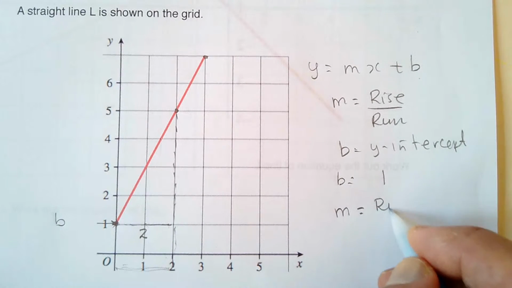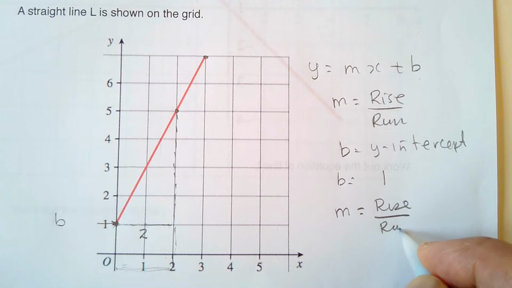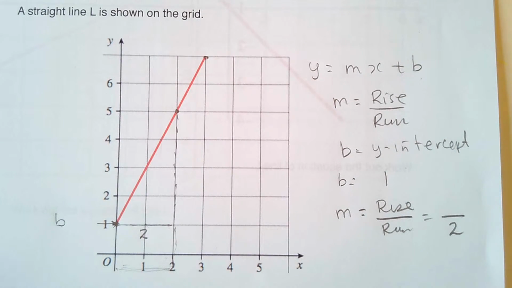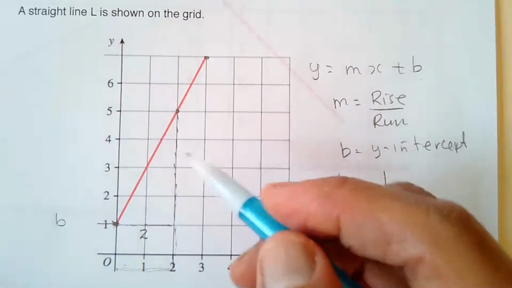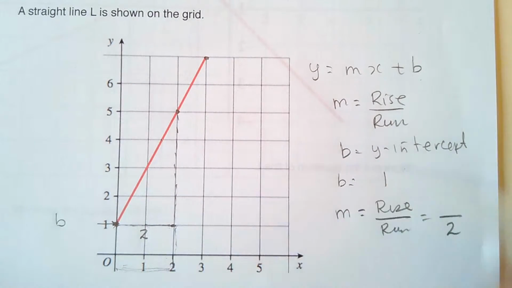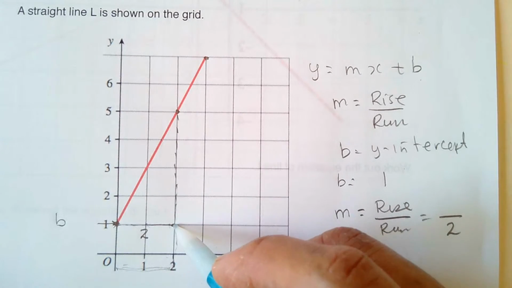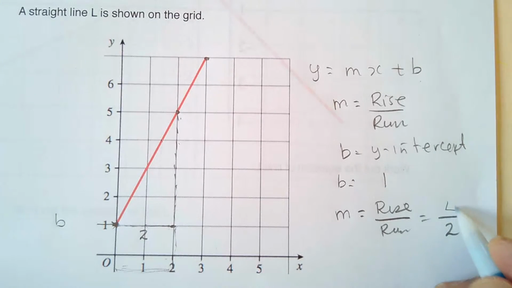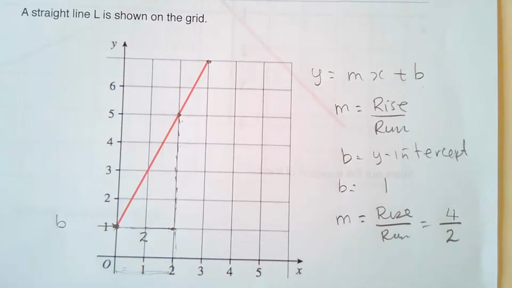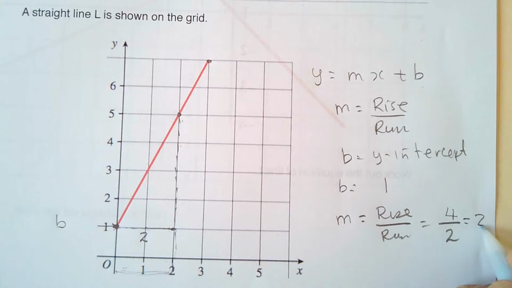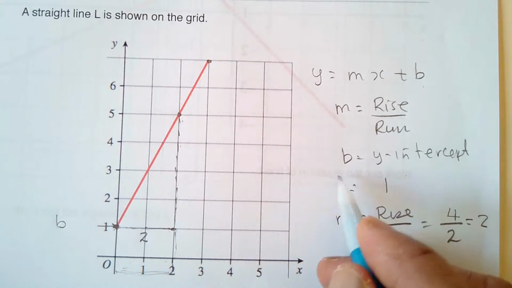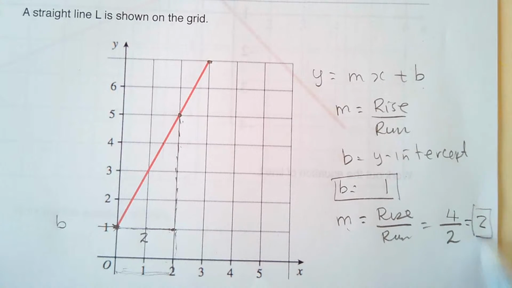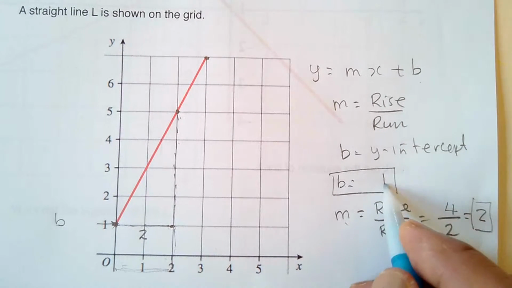So rise over the run. We got a run of 2. And then my rise, I count upwards from 1 here. So we have 1, 2, 3, 4, which is equal to 2. So my slope is 2, my y-intercept is 1. So y-intercept is 1, slope is 2.